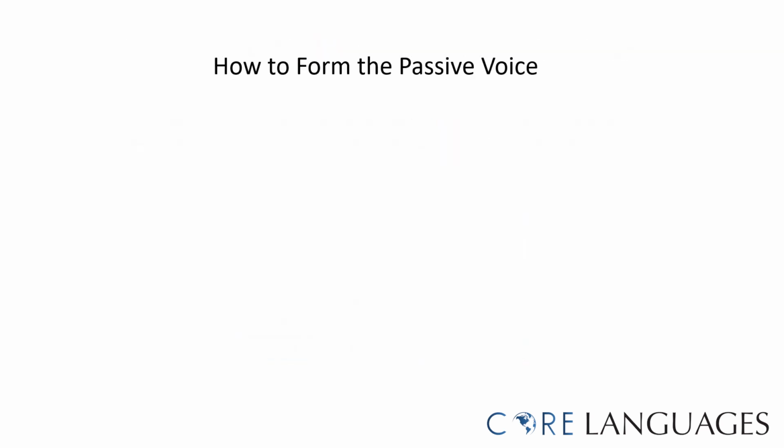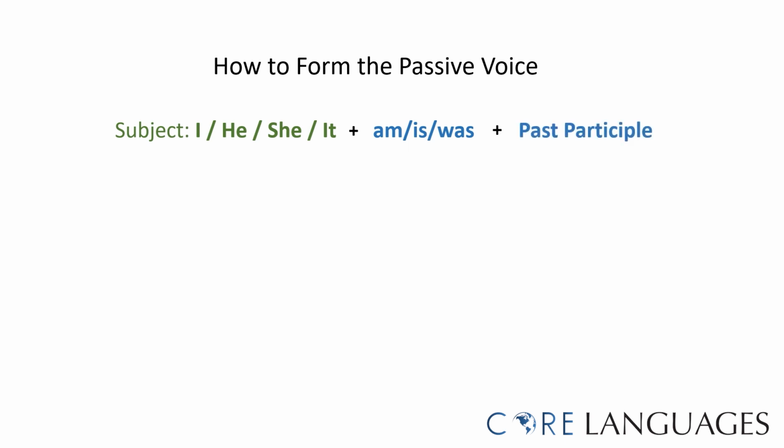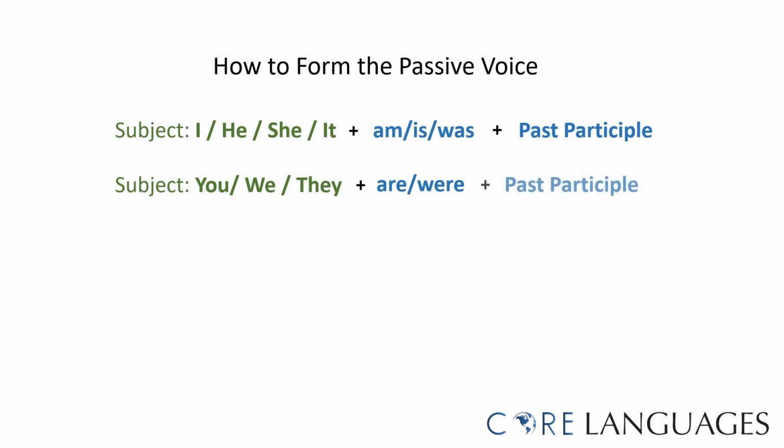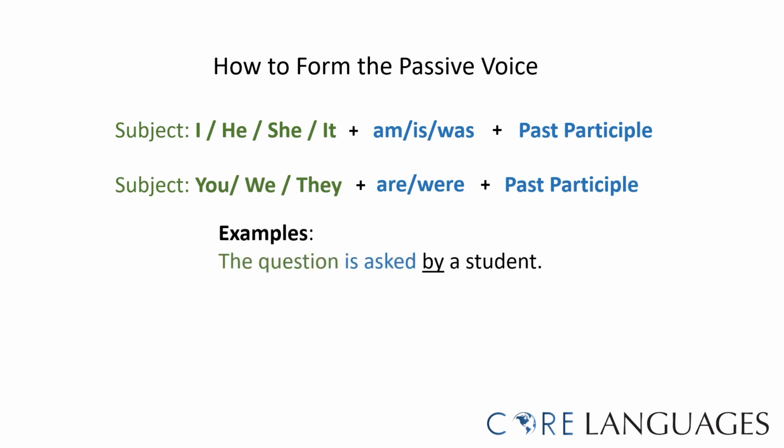Let's review the word order for forming passive voice sentences. If the subject is I, he, she, or it, the conjugated form of to be is am, is, or was, followed by the past participle. If the subject is you, we, or they, the conjugated form of to be is are or were, followed by the past participle. For example, the question is asked by a student, or the dog was fed by its owner.